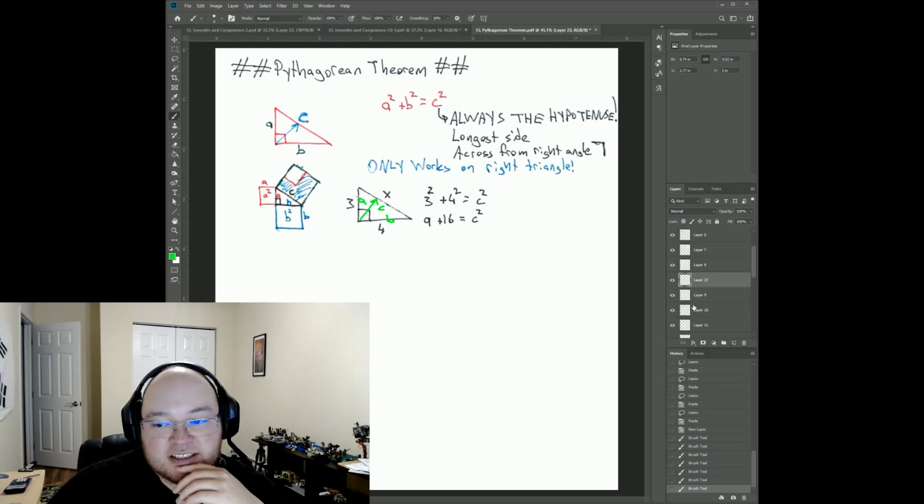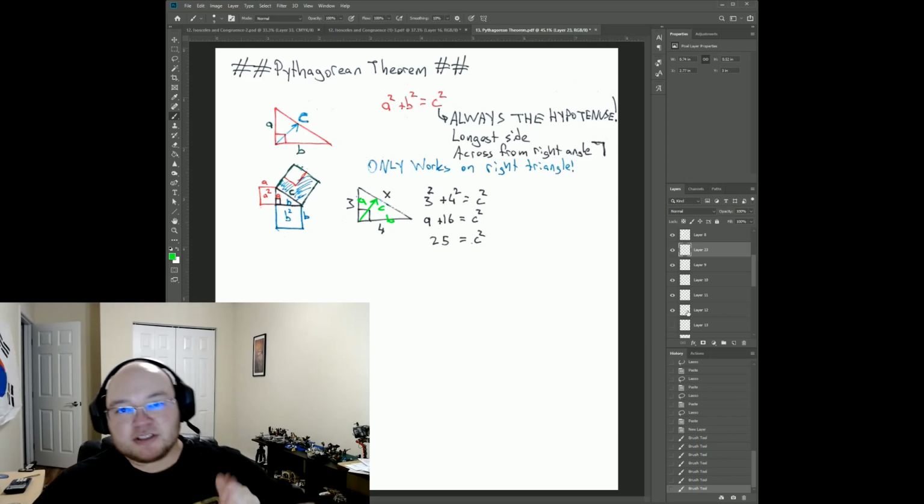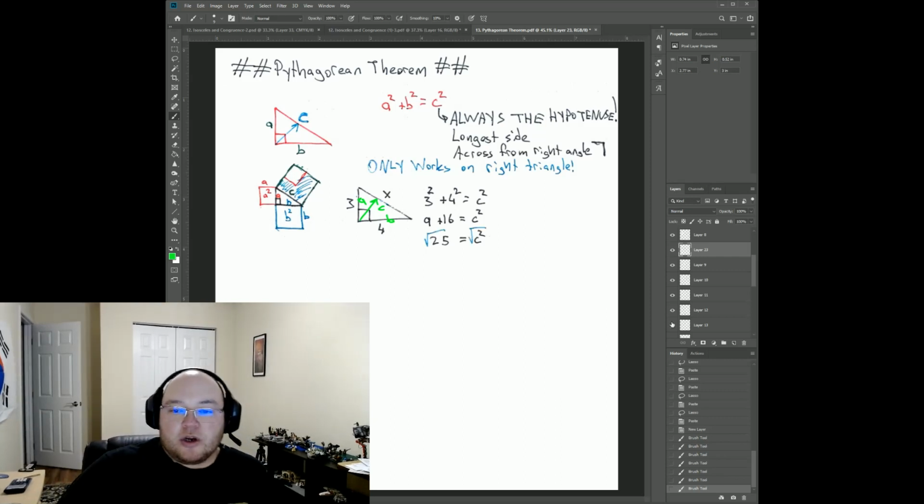9 plus 16 equals C squared. 25 equals C squared. And then you gotta get rid of a square, so you gotta do the opposite of a square, which is the square root of both sides. And you end up with 5 equals C, and so 5 is gonna be the hypotenuse.